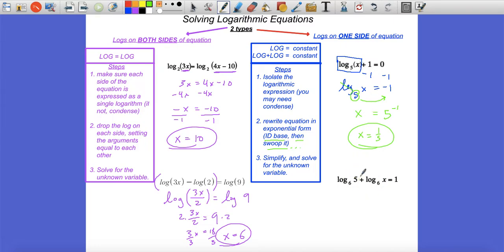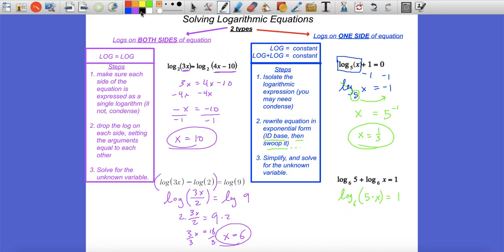Let's practice one where you have to condense a log on one side. So notice how we have logs just on the left side of the equation. Here's our equal sign. No logs over here on the right. So we only have logs on the left. So we have to isolate the logarithmic expression, and you may need to condense. So this we do have to condense. We have to write this as a single log. So kind of like we did over here, but these are added. So when we condense them, it'll be log base 6 of 5 times x equals 1.